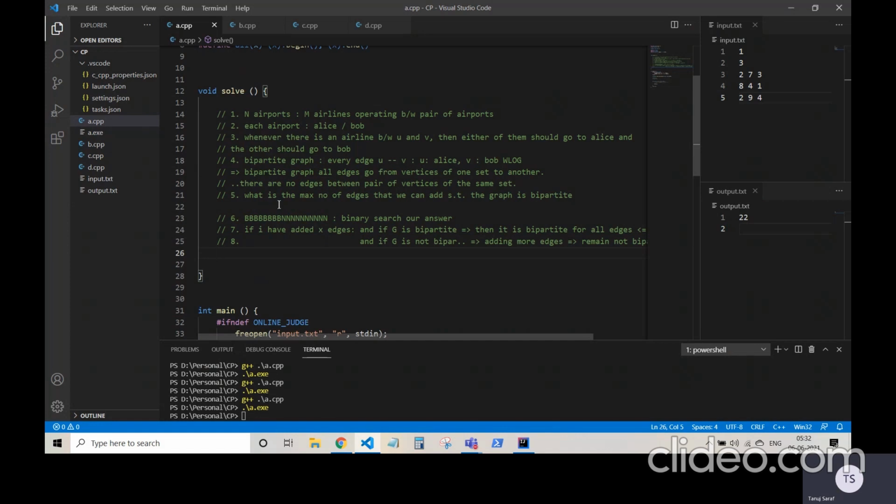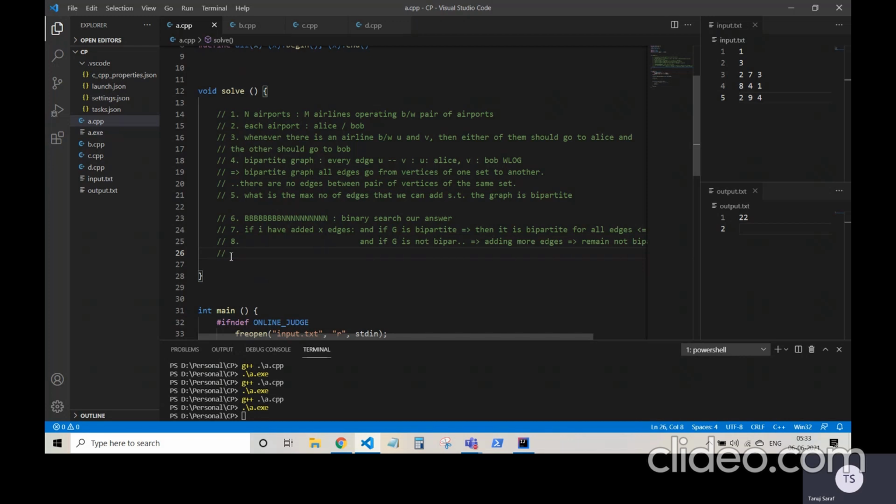Because if you had a cycle of odd length, consider a triangle, then if you assign the first vertex as color black, then the next vertex in cyclic order would be white and the next one would be black. And after that, when you cycle back to the first one, then you should say that it is white, right? But it was already assigned black, so that is not possible. In a bipartite graph, we cannot have any odd length cycles. This can be checked with a simple DFS or a BFS.